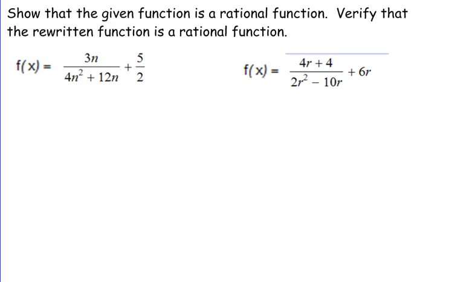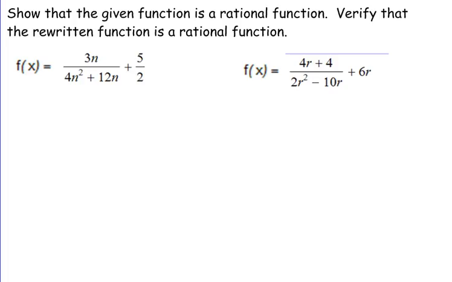Today, we're going to expand our knowledge of rational equations into rational functions. All right? So, what we're going to do is show that the given function, we have two of them here, is a rational function, even though they don't look like they might be rational functions. And then we're going to verify that the new function that we've created or rewritten is a rational function.